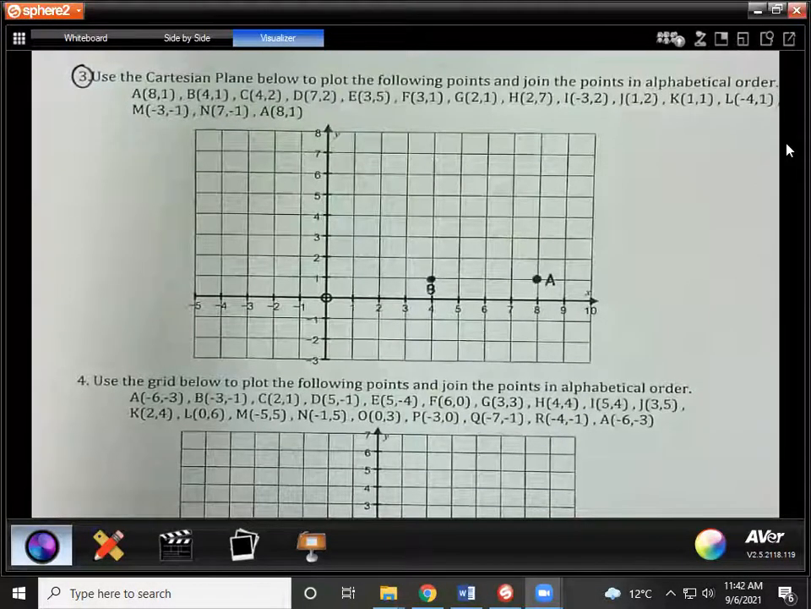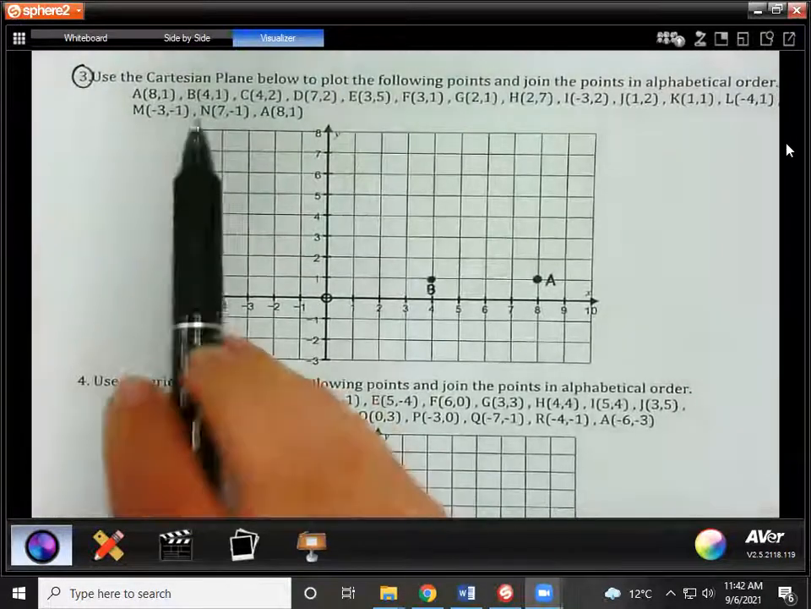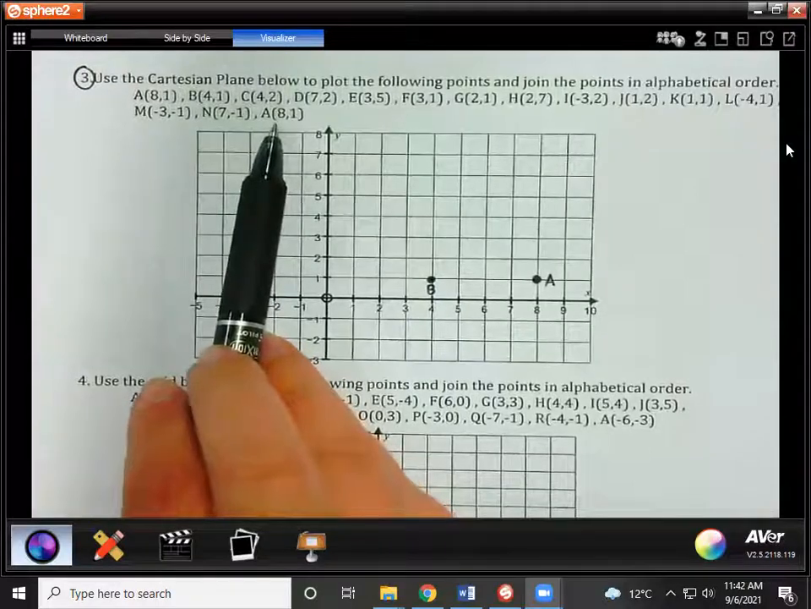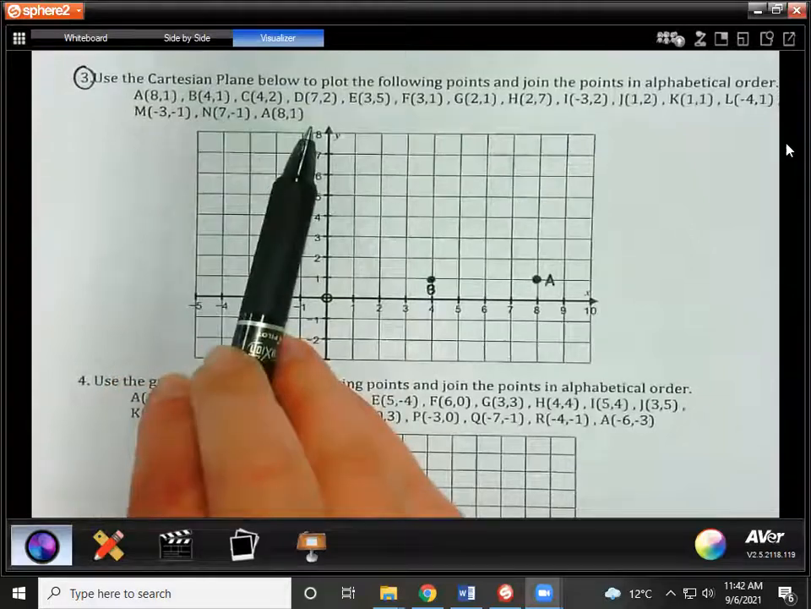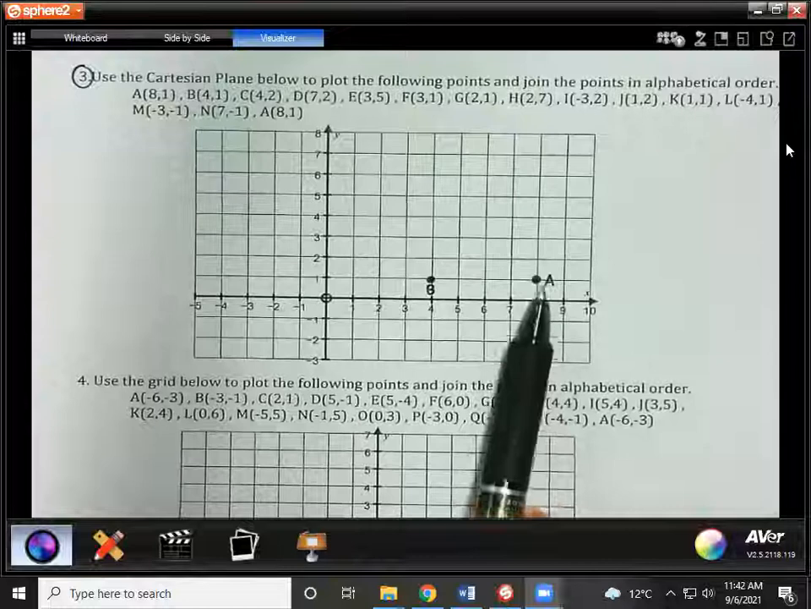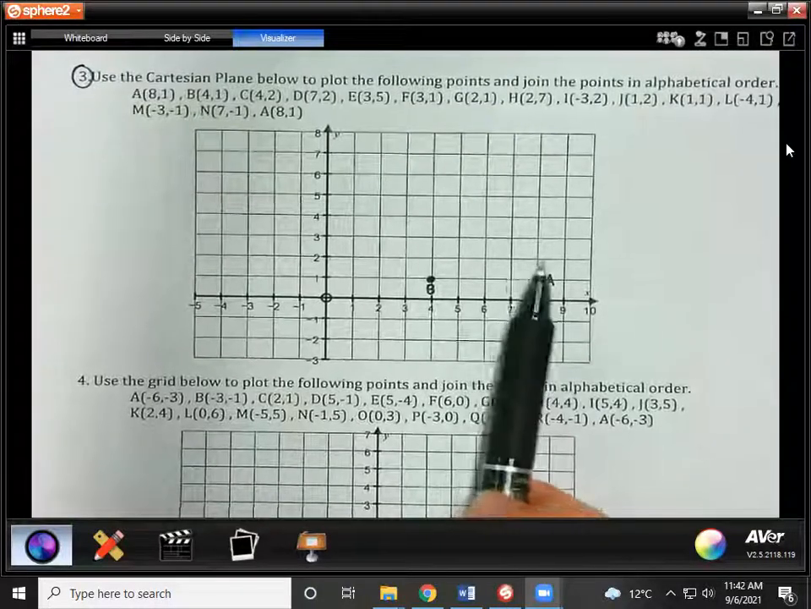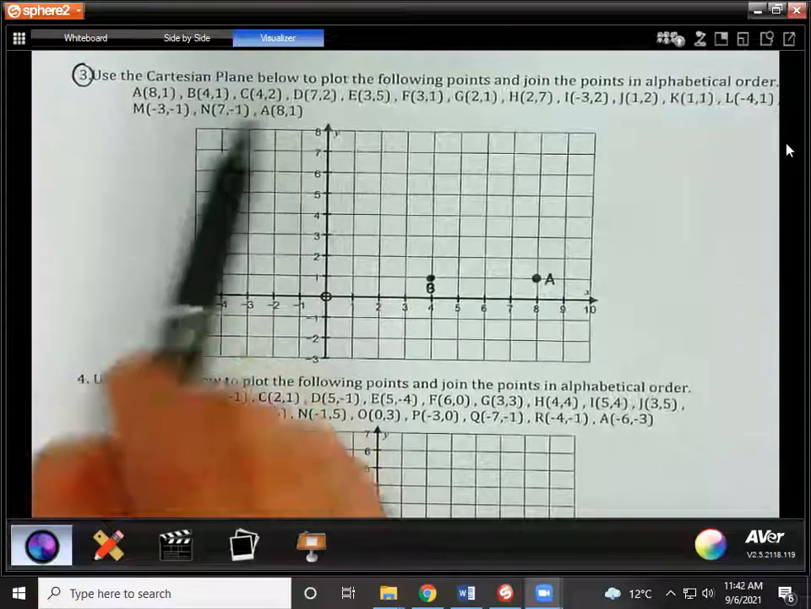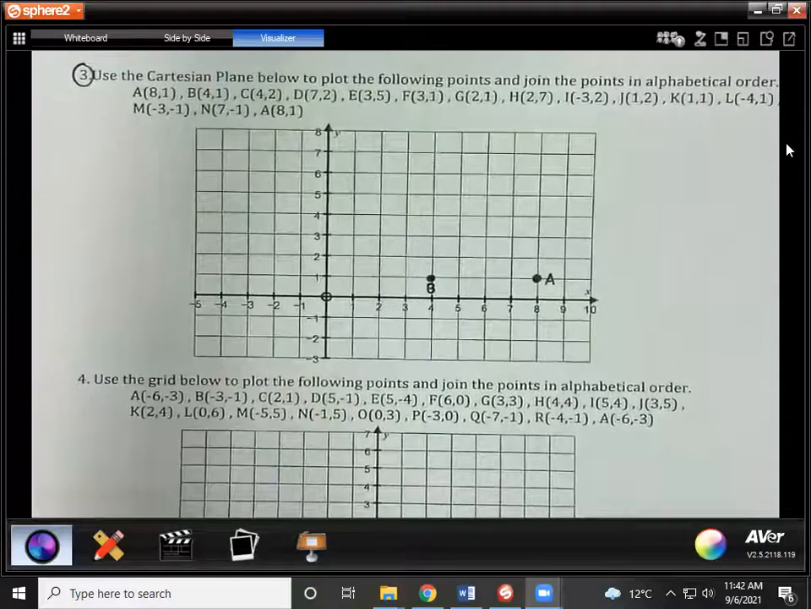You're going to do that with all of them. You're going to plot all of those points all the way to N. And then do you see what they're doing here? Now we have A again. What does that mean? I must connect N back to A. That's why they've listed it again. You're not going to plot the same point again. It's already there. A was 8, 1. They're basically just telling you, once you've done N, you're going to connect it to A. And that's going to complete your set.